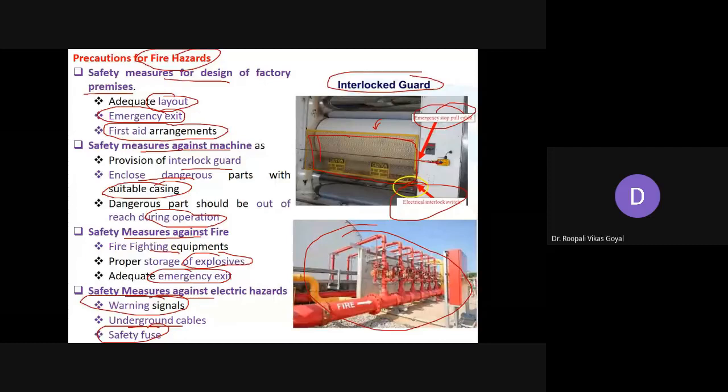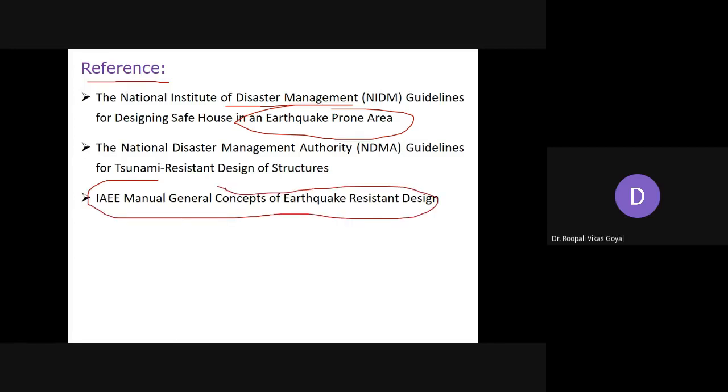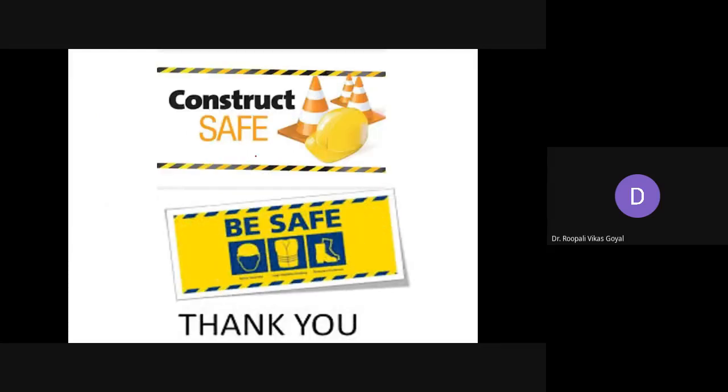For preparing this presentation, I have taken a reference from the NIDM guideline for designing safe houses in earthquake-prone regions, particularly all the guidelines given by NIDM, as well as the AIEE manual, in which the general concept of earthquake-resistant design was given. Also, all the guidelines related to tsunami and other disasters given in the NDMA guideline I have followed. So with this, I want to say: construct safe and be safe.